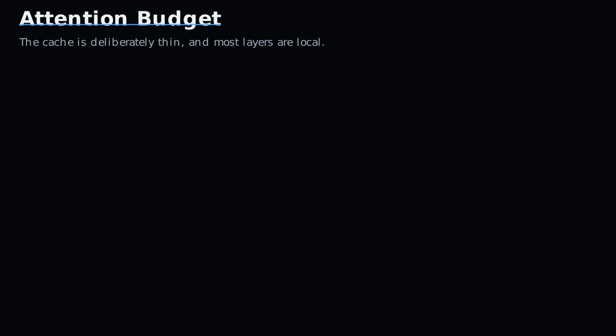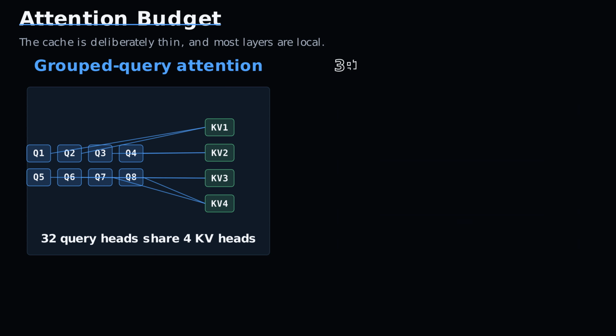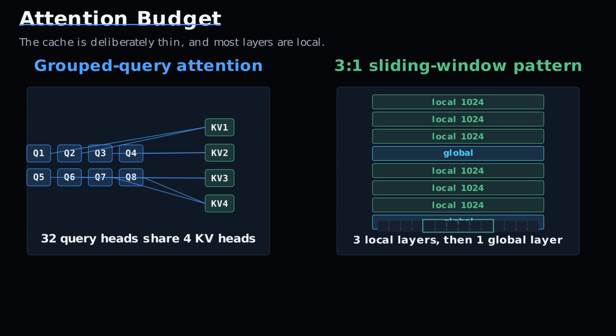The attention side is also shaped by serving cost. Grouped query attention uses 32 query heads, but only 4 key value heads, so the cache is thinner. 3 out of every 4 layers use a sliding window, while 1 layer keeps global context.